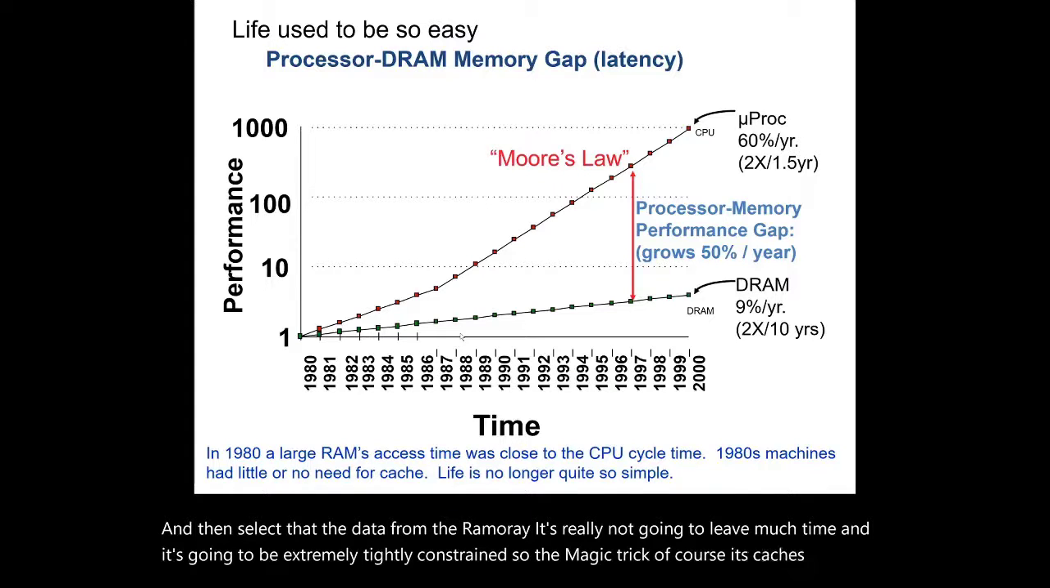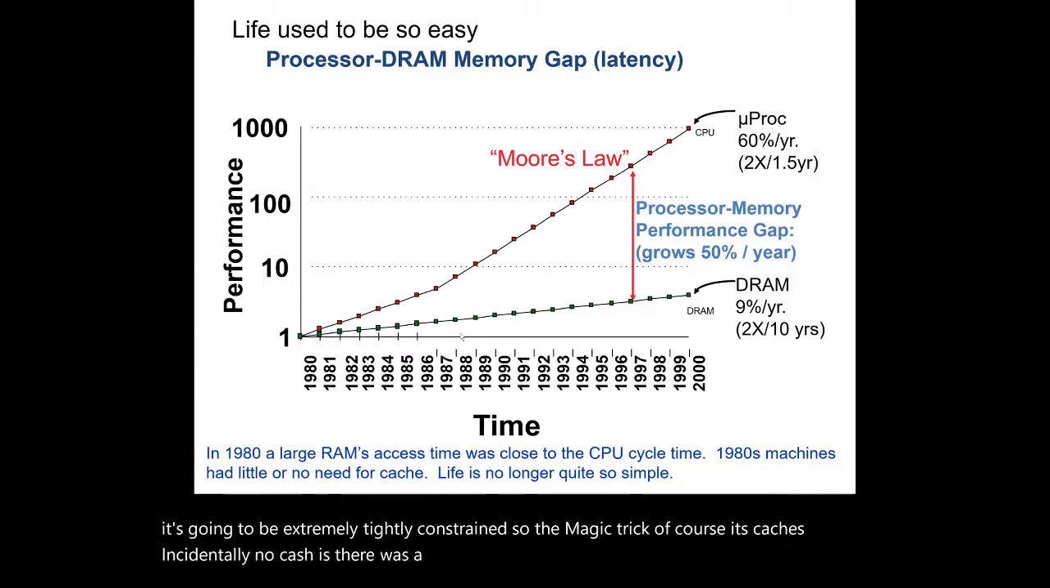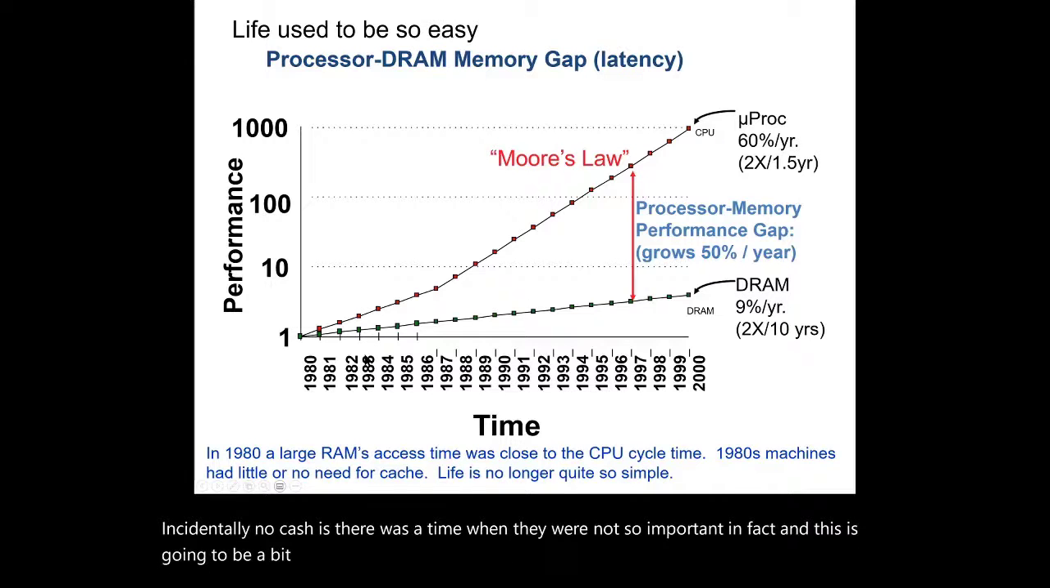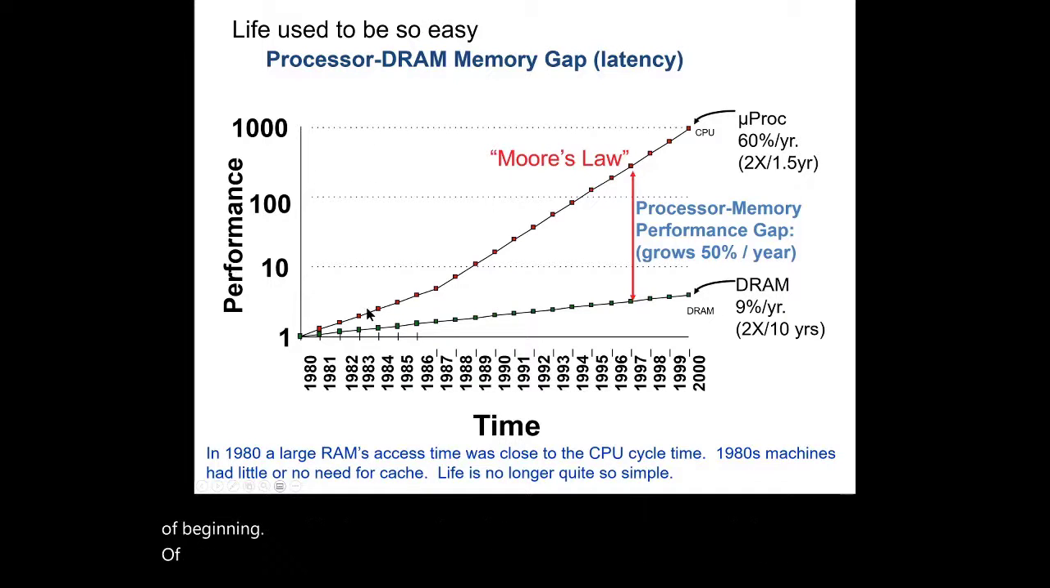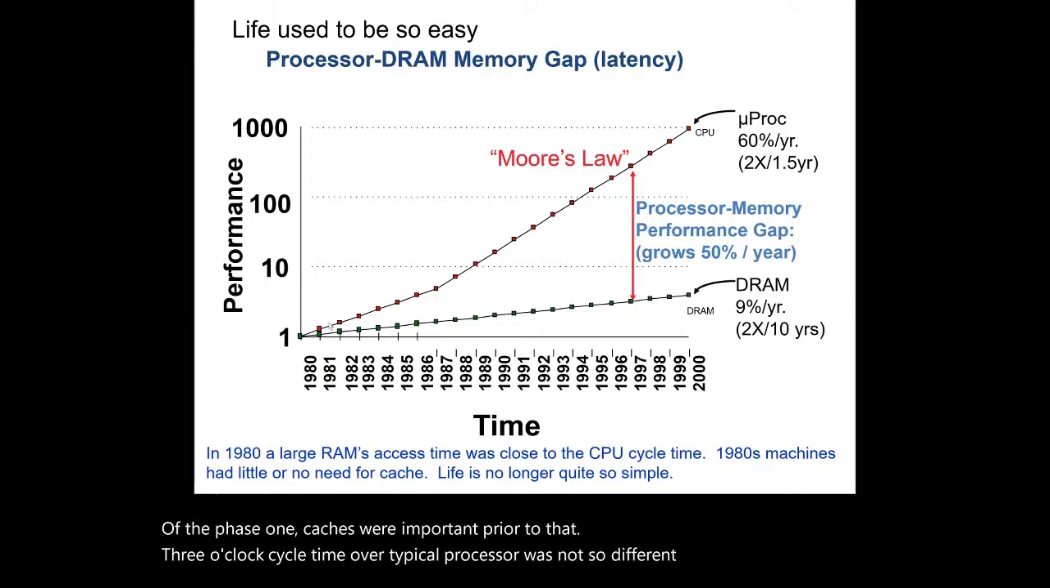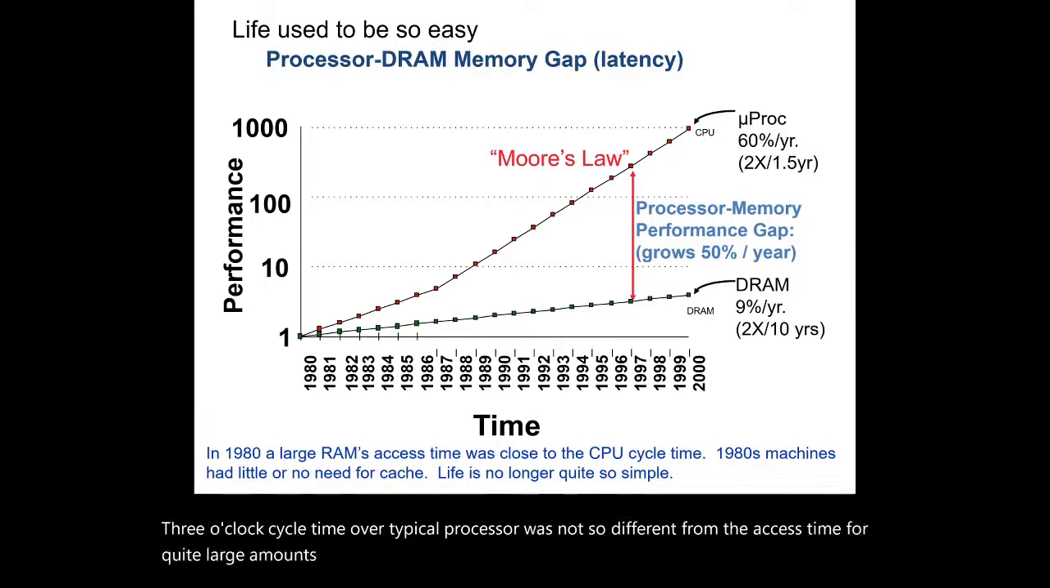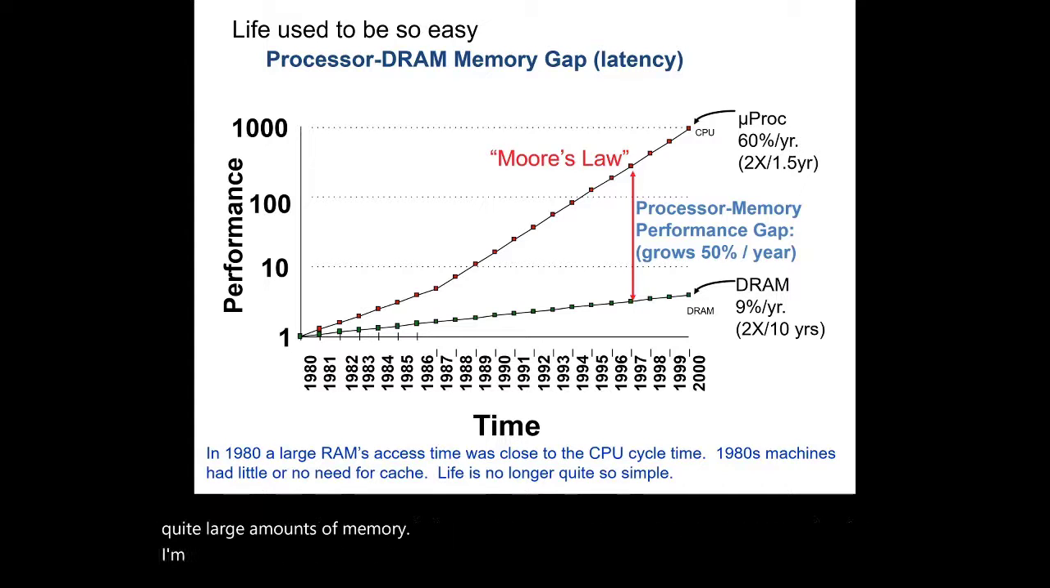Incidentally, there was a time when caches were not so important. In fact, and this is going to be a bit scary, I graduated in computer science from UCL in 1983. And this was kind of at the beginning of the phase when caches were important. Prior to that, the clock cycle time of a typical processor was not so different from the access time for quite large amounts of memory. And there were even processors prior to that where essentially all of the registers and all of the memory were in the same storage device.